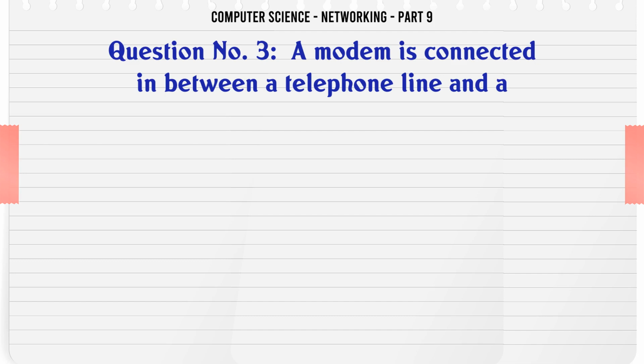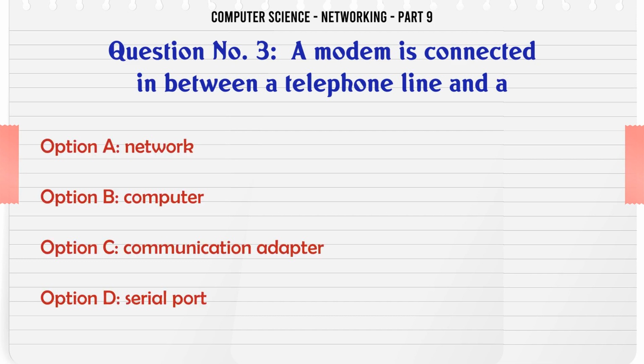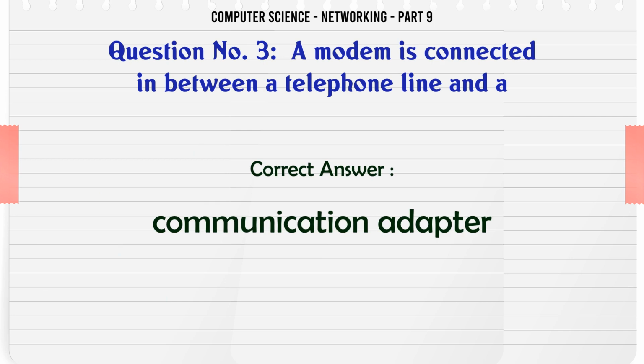A modem is connected in between a telephone line and A. network. B. Computer. C. Communication adapter. D. Serial port. The correct answer is communication adapter.